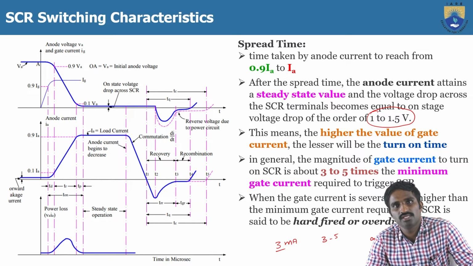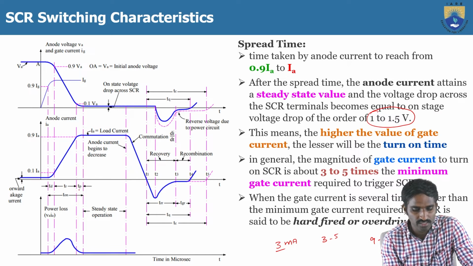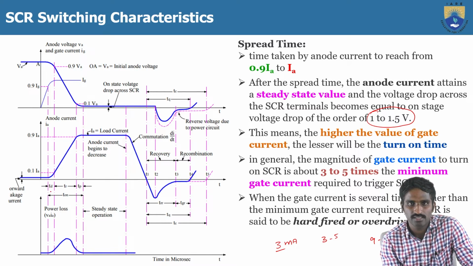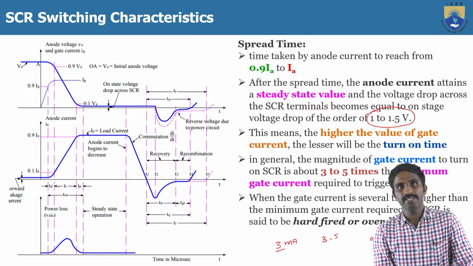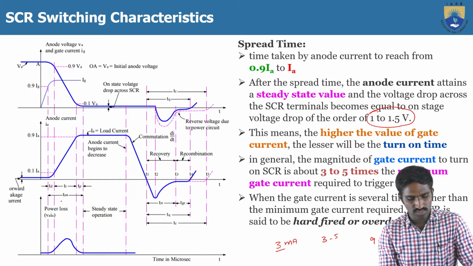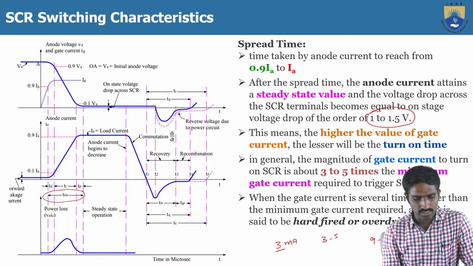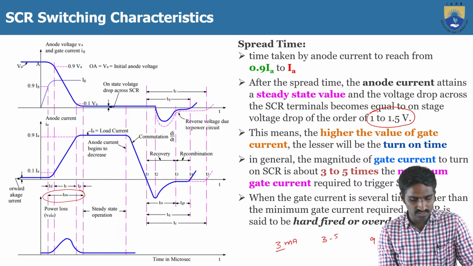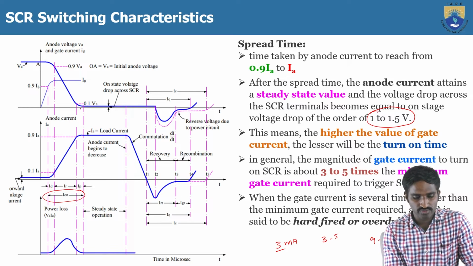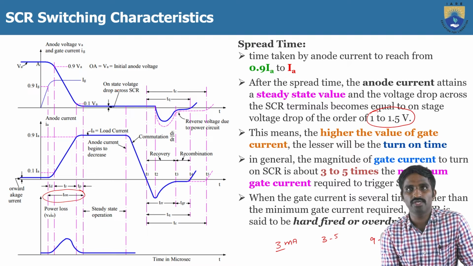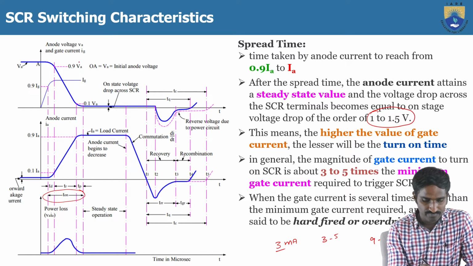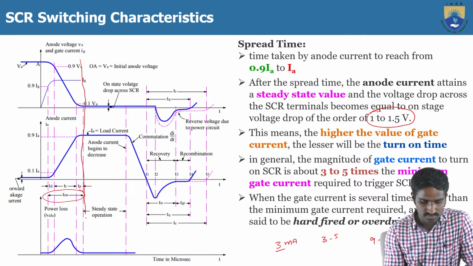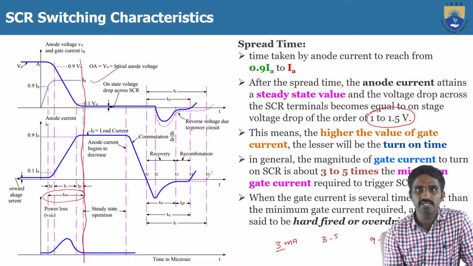So this is about the peak time. The total turn-on time can be defined as the sum of the delay time, rise time, and the spread time. So this is the total turn-on time, which means after the spread time, the thyristor will get into conduction. That's why you can see the voltage drops to 0.1 V, that is the on-state voltage drop, which means after this the thyristor will get into the conduction mode.